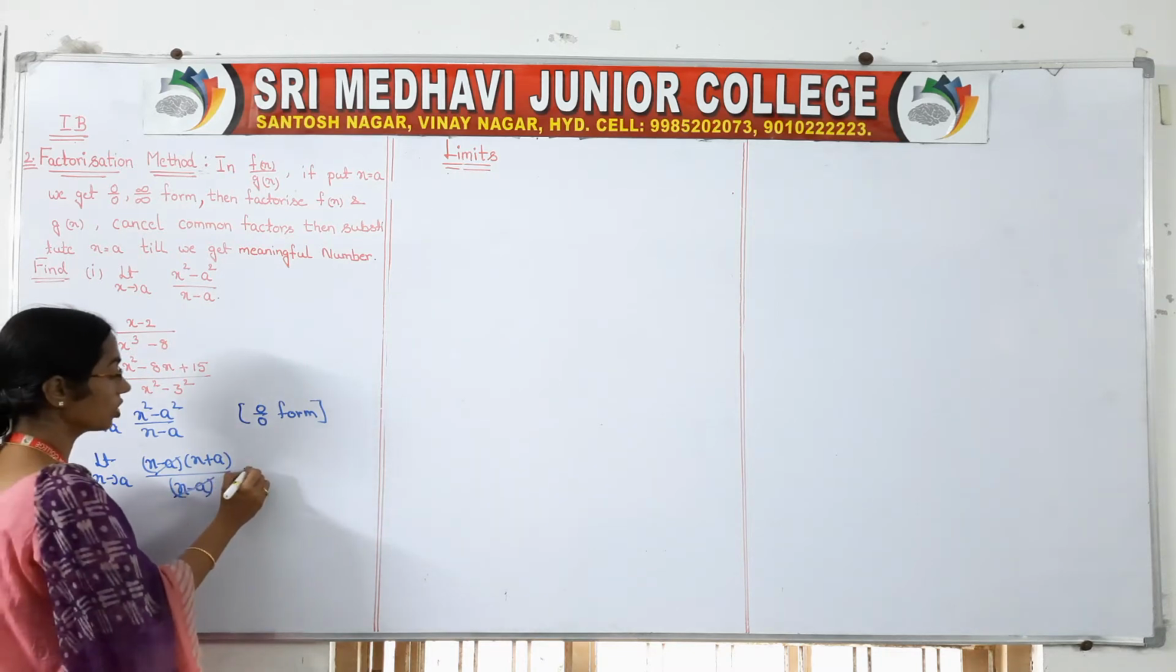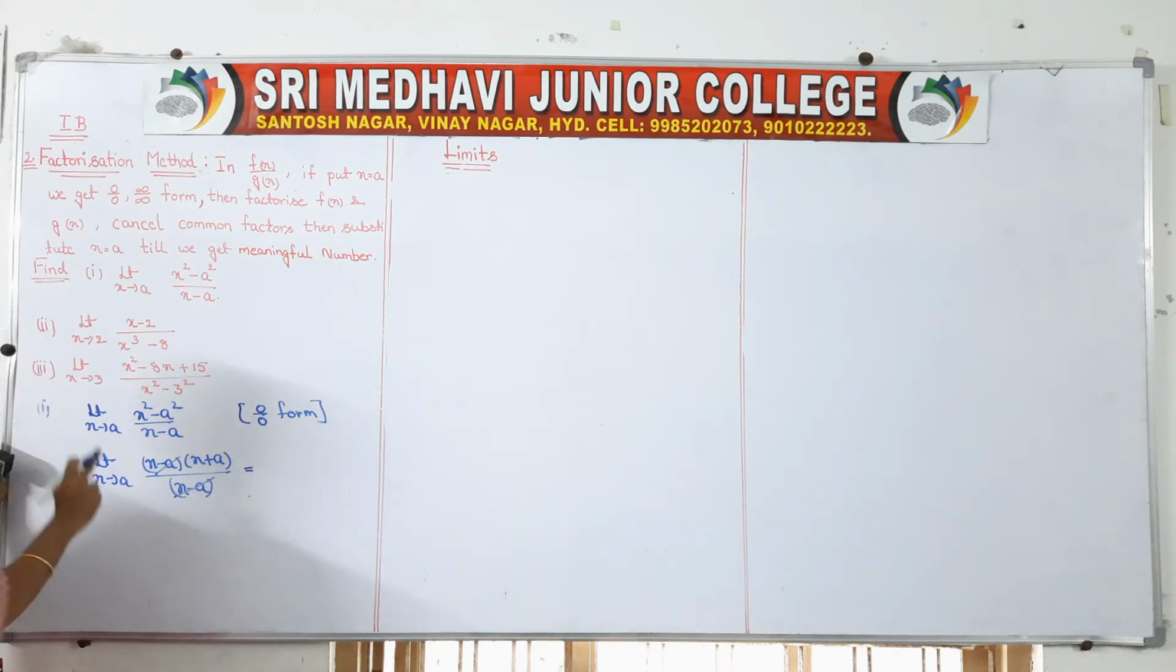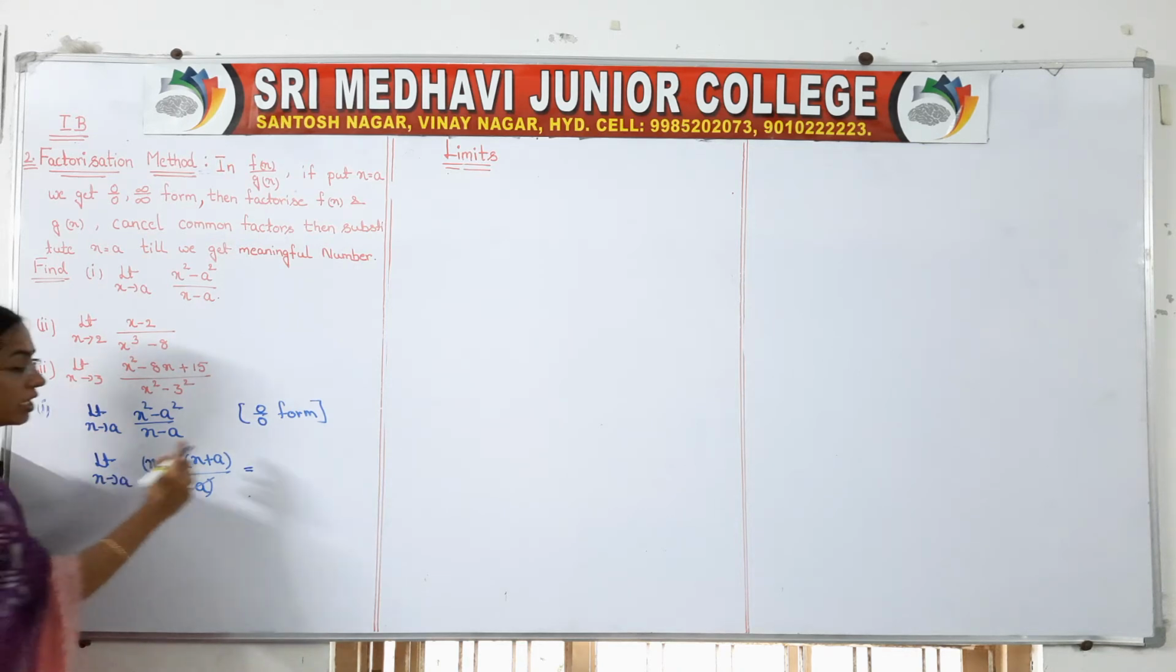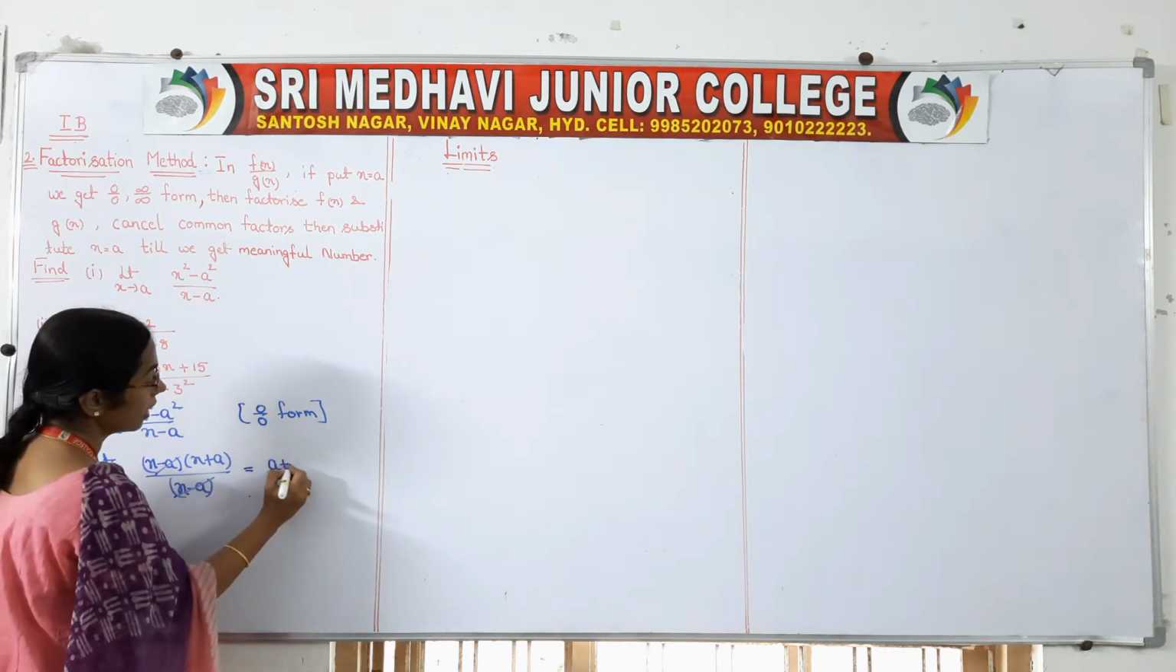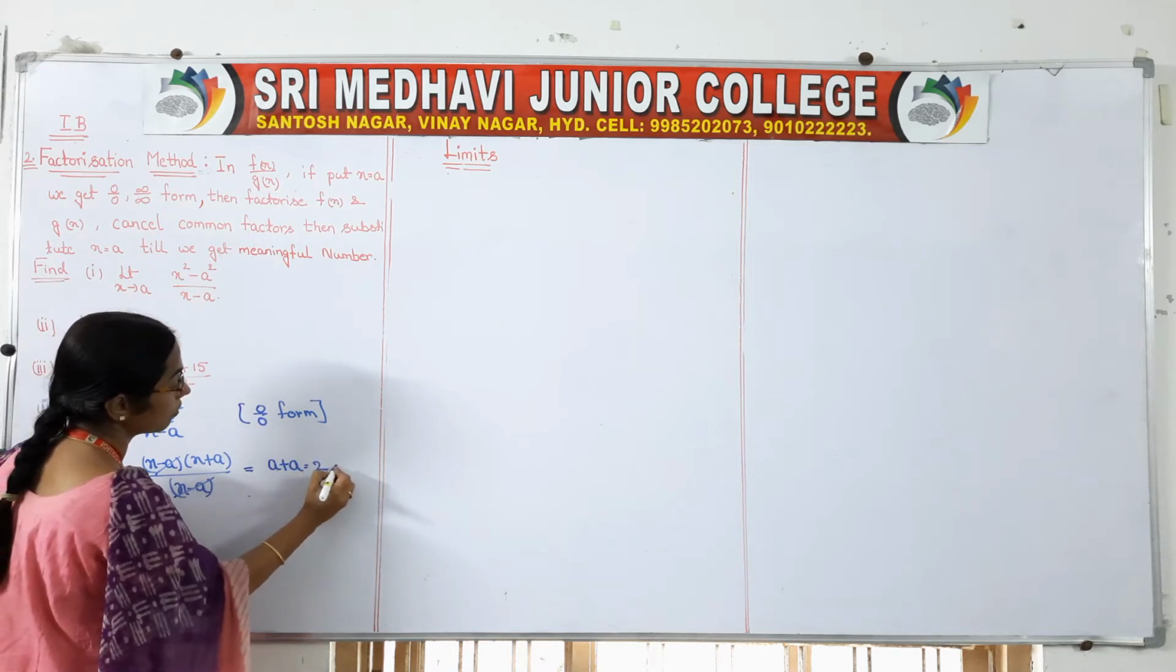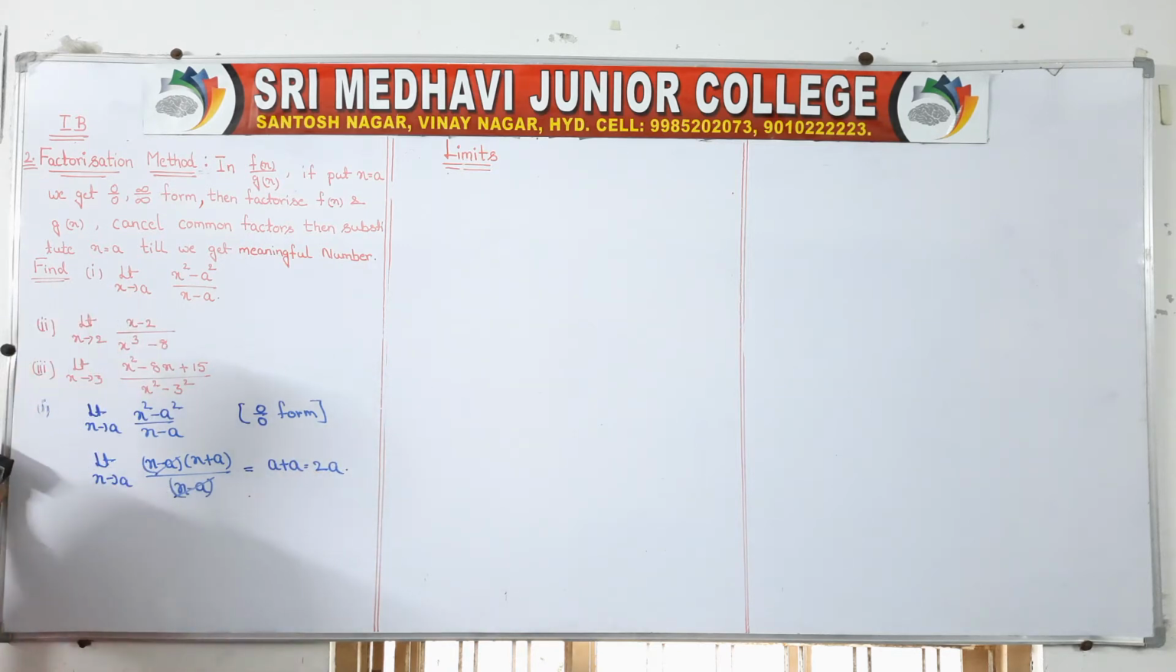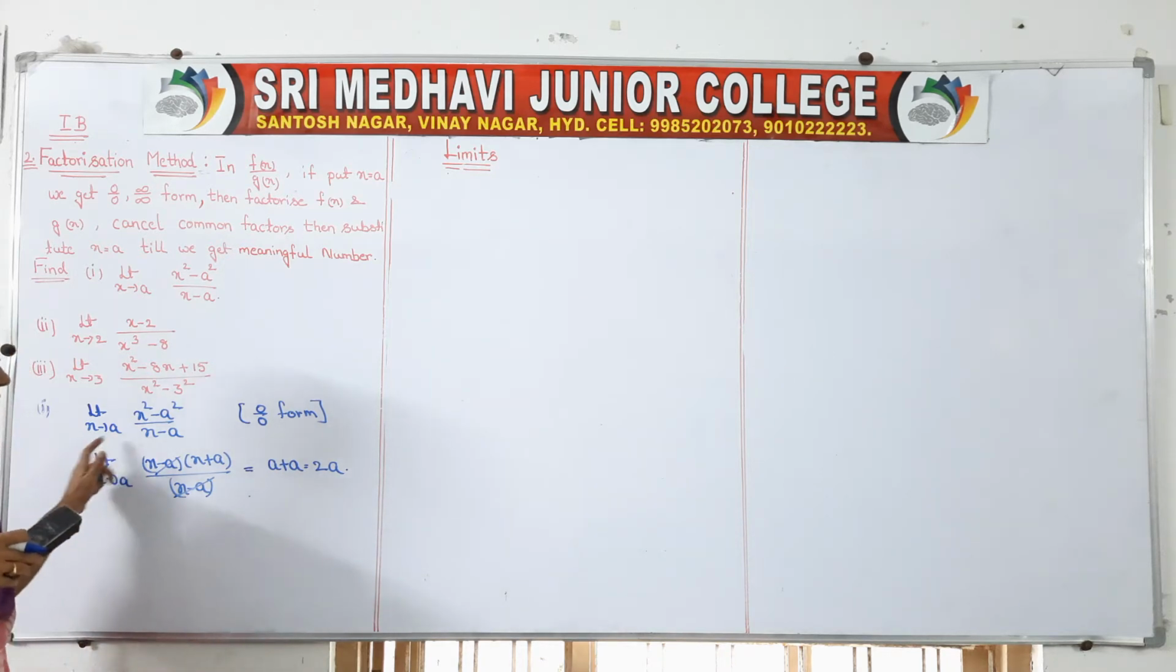Now you substitute your limit value. What is your limit value? Limit x tends to a, x value is a. So it is a plus a is equal to 2a. This is your first problem. From limits you are going to get 2 marks questions. Okay. So sometimes your problem will be only within 2 steps, you will get the answer.